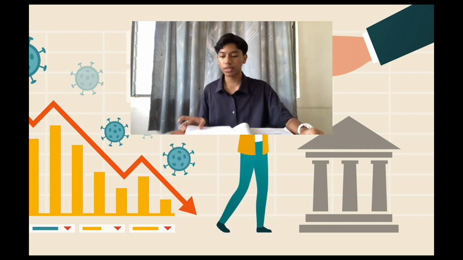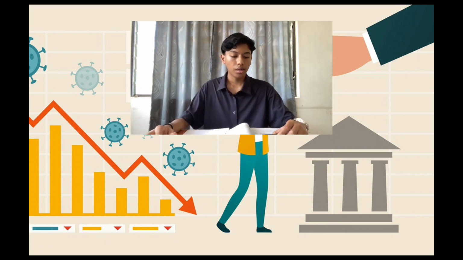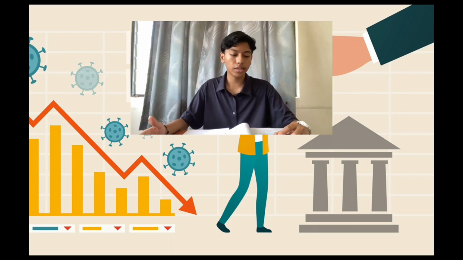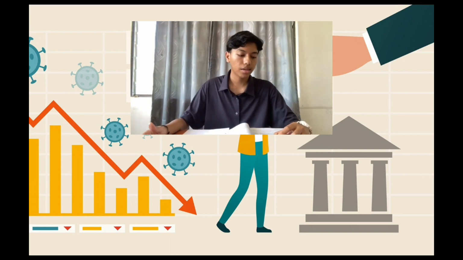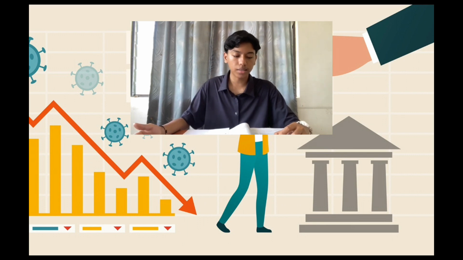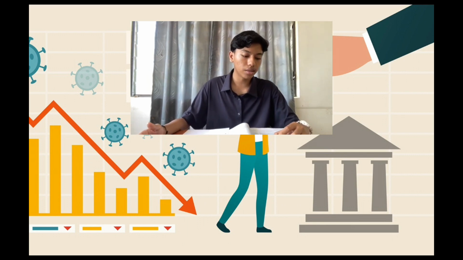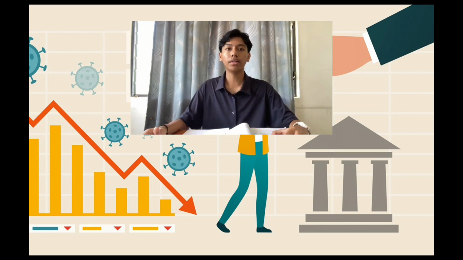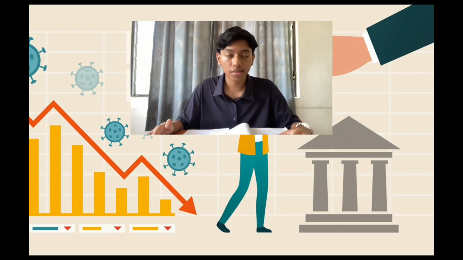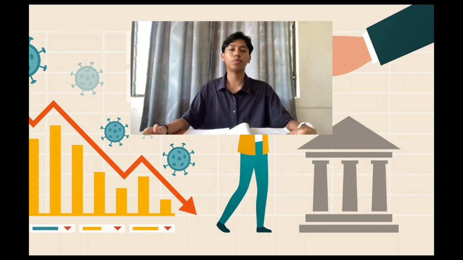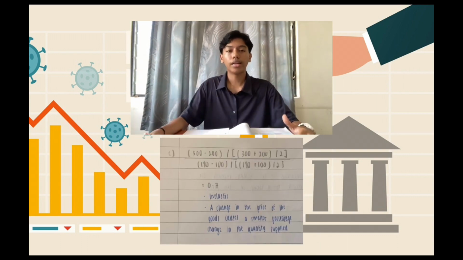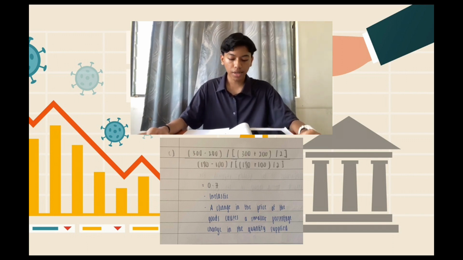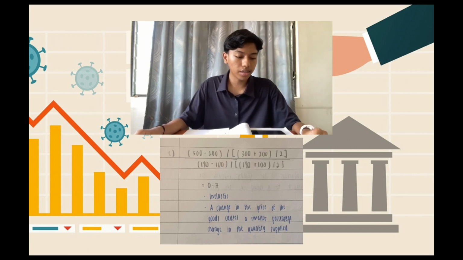And the last question is C. The question said when the price of good A increased from 200 to 300, the quantity supplied increased from 100 units to 118 units. And the answer that we will get from the question is 0.7. That means the price elasticity of supply is inelastic.